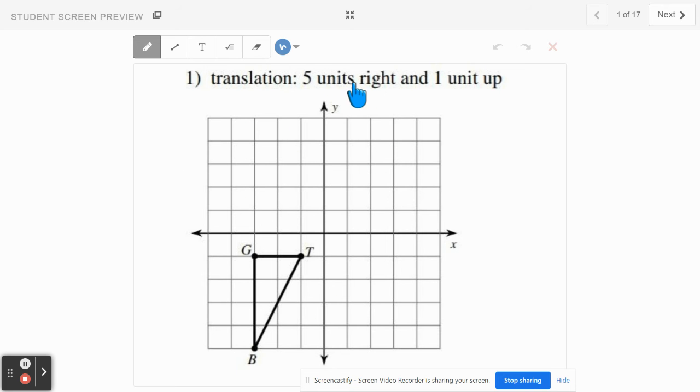All right, so go for this one. 5 units right, and 1 unit up. No problems at all. Miss Alonzo, feel free to push pause because I'm going to go quickly through this to get through the video because you guys already know how to do this. We're going to move on.